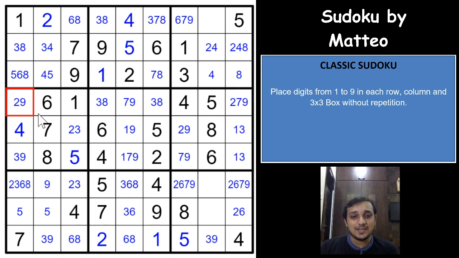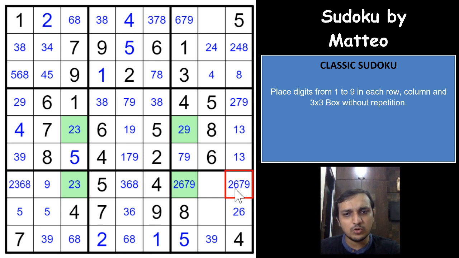Oh, superb, excellent. I got an X-wing of 2. So if you see column 3, you have a 2 in one of these two cells, right? Superb. And in column 7, you have 2 in one of these two cells, right? That's an X-wing here, guys. Superb. It's really difficult to see. So in column 3, 2 has only 2 places to go, and in column 7, 2 has only 2 places to go, which means that all the other column cells in these two rows won't have 2, right?